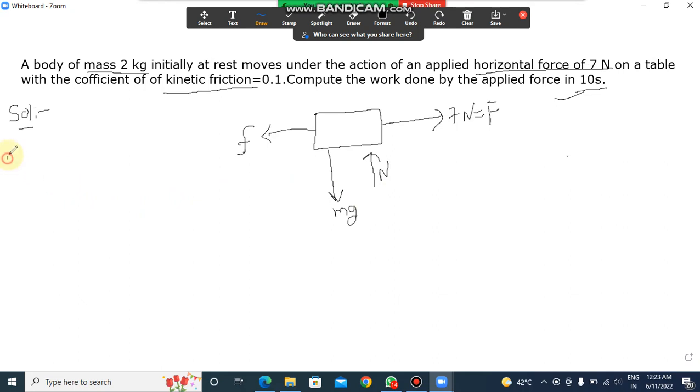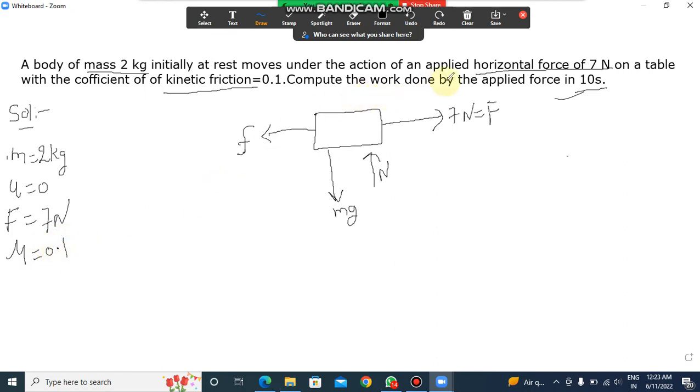Now I will write all the given points of the question, so you can find it very easy. A body of mass 2 kg, so the body has a mass of 2 kg, initially at rest, which means u equals 0, moves under the action of an applied horizontal force. Horizontal, that's why I have drawn it horizontal, not vertical. So capital F equals 7 Newton, on a table with the coefficient of kinetic friction 0.1, which is mu equals 0.1.